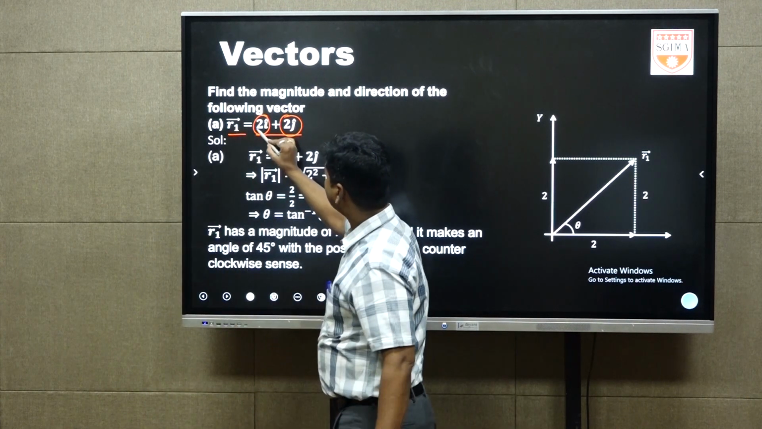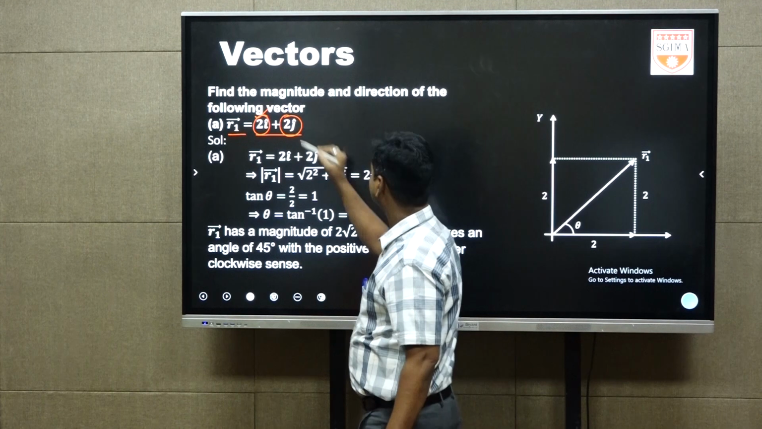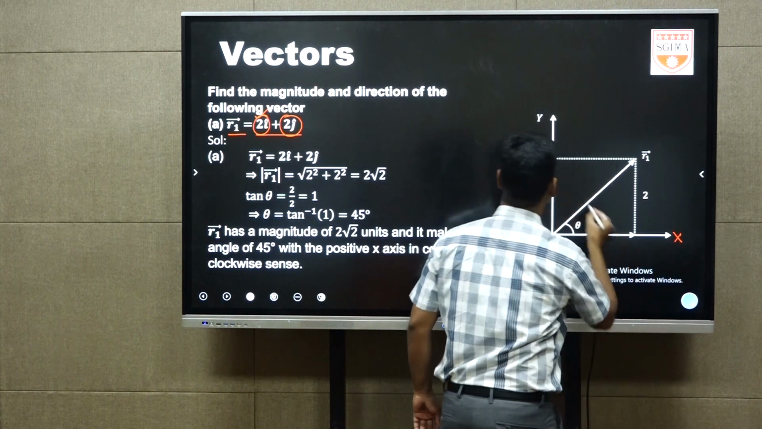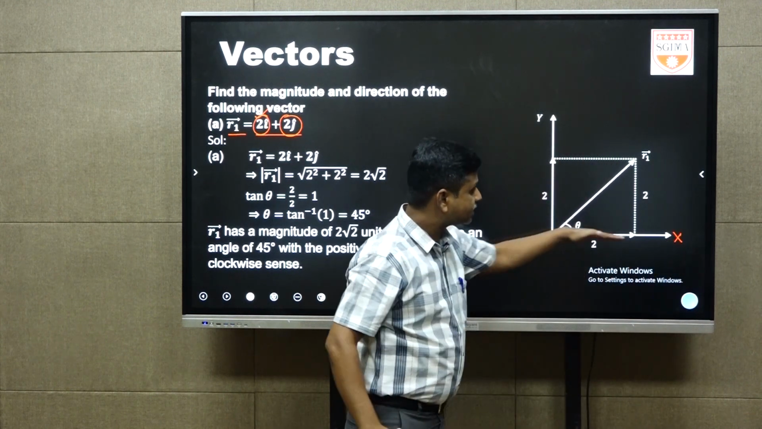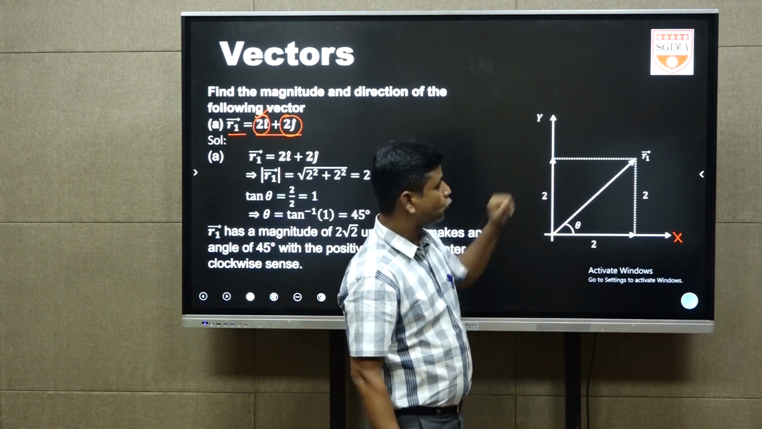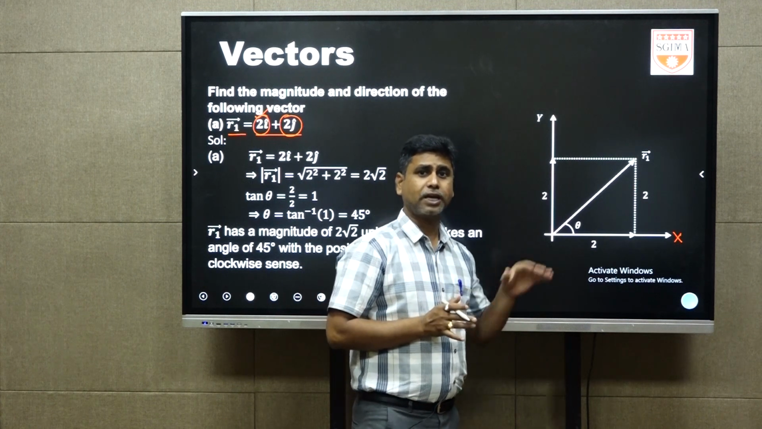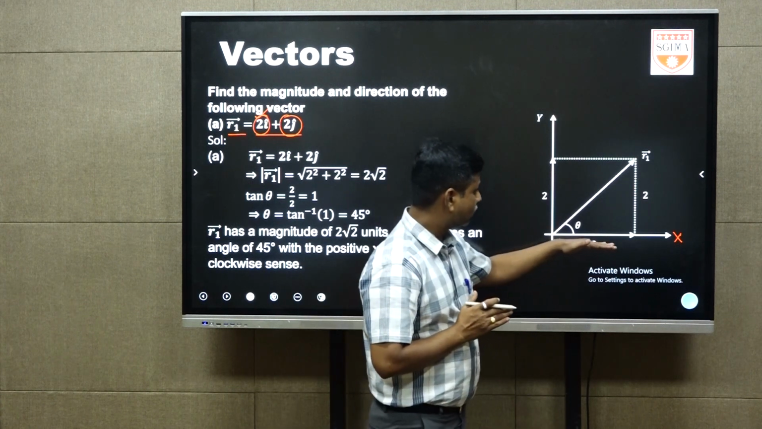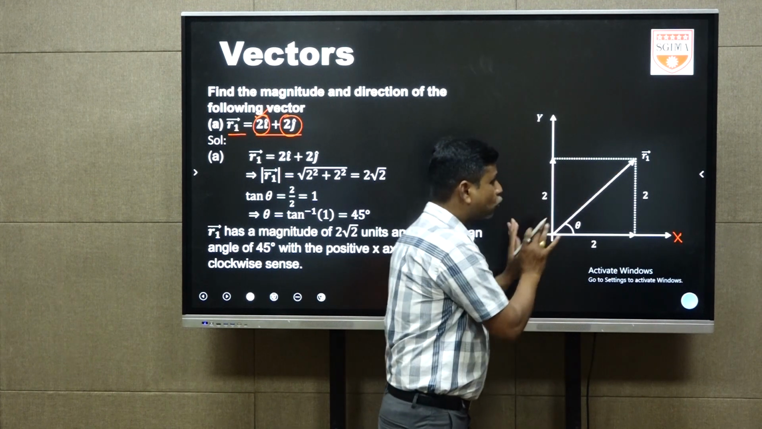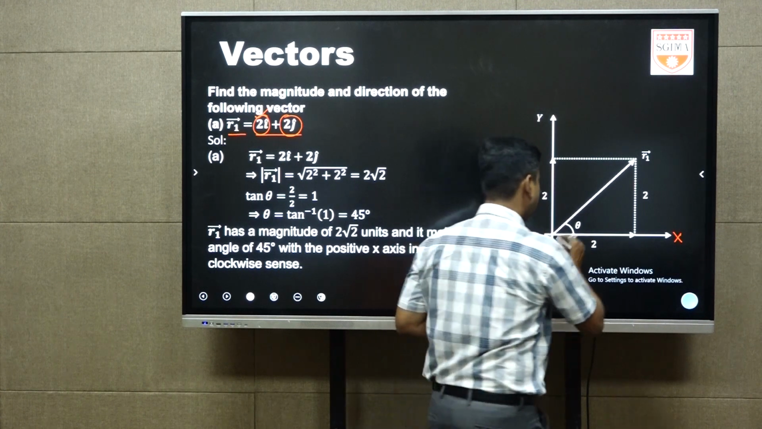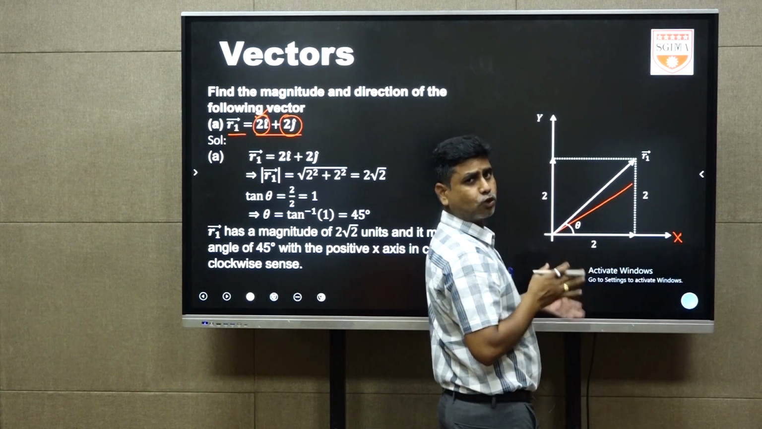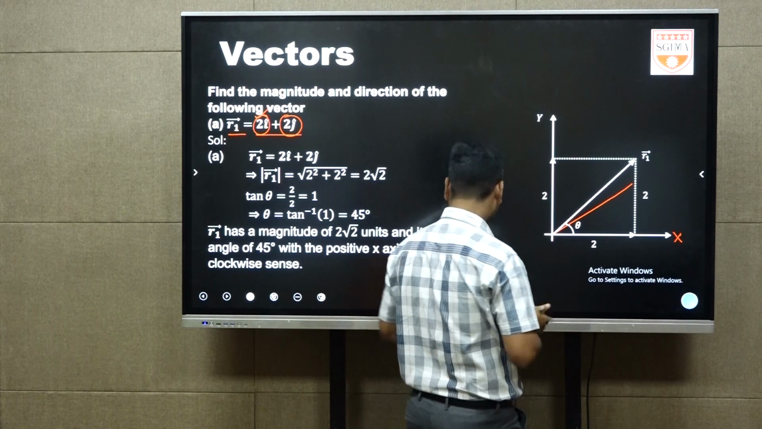Now here, magnitude 2 acts along the x axis. In the xy plane, this is the x axis and this is the y axis. Along the x direction magnitude 2 acts, and along the y axis magnitude 2 acts. The resultant lies in between the two components. You do not know the exact angle, but I have taken this line; it could be drawn differently, since we do not know exactly where it lies.